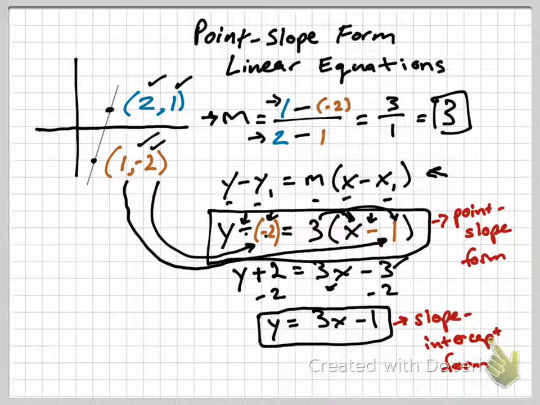Last thing I need to do to get this into slope-intercept form is subtract 2 on both sides, and these cancel, and I'm left with... give me 1 second. Yep, I caught a mistake there. This shouldn't be 1, this should be negative 5, because negative 3 minus 2 is negative 5. So your answer is y equals 3x minus 5.